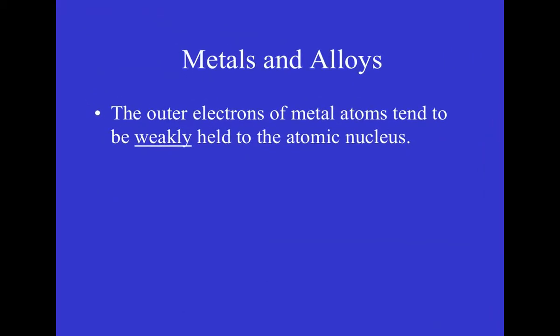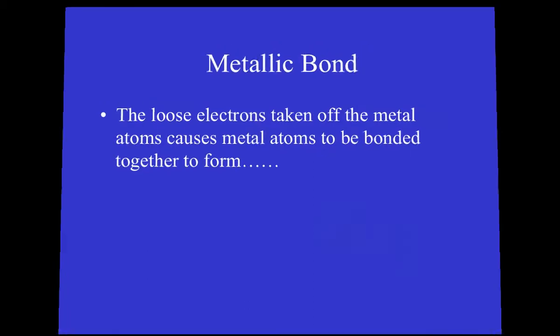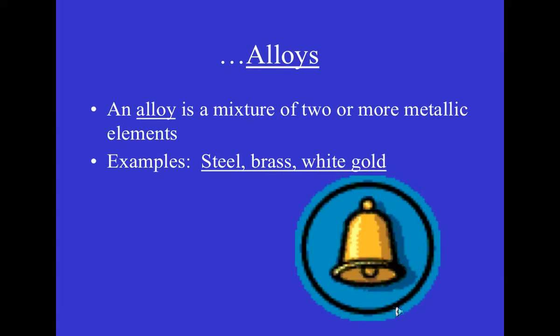In a metal, the outer electrons tend to be very weakly held to the atomic nucleus. So what happens in a metallic bond is the loose electrons get taken off of the metal atom and cause them to be bonded together. When these metal atoms are from different types of metals, it forms an alloy. An alloy, as we learned last unit, is a mixture of two or more metallic elements. Examples of alloys include steel, brass, and white gold.